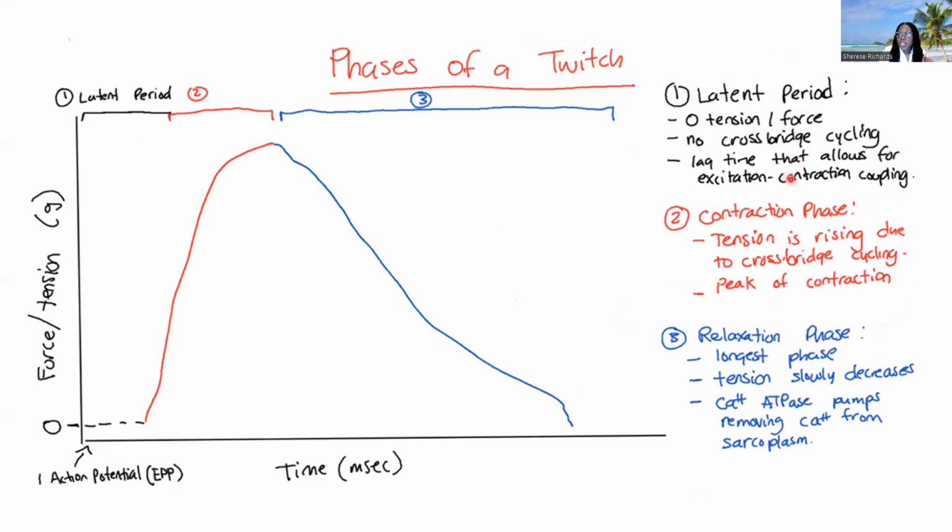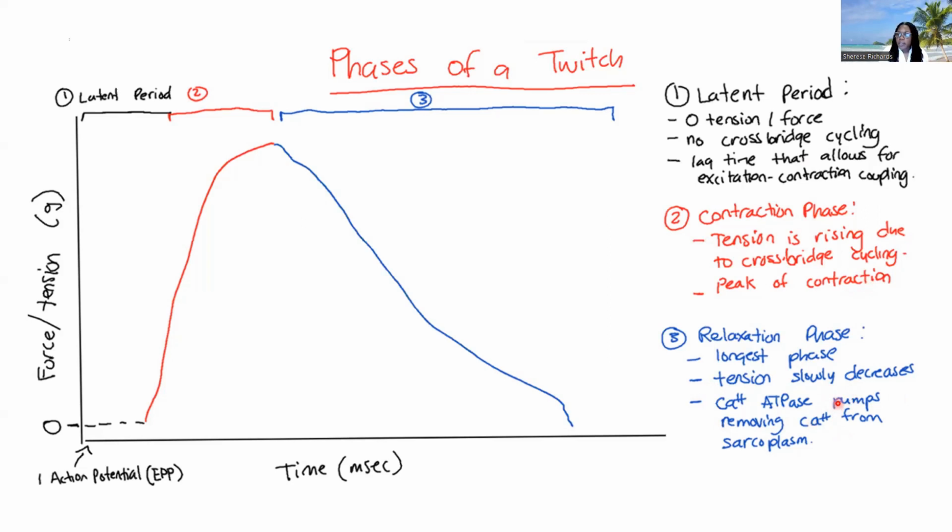So the excitation-contraction coupling is responsible for the latent period. The contraction phase, which is the rise in tension, is being brought about by cross-bridge cycling, okay? And then the relaxation phase, which is being brought about by calcium pumps removing the calcium from the sarcoplasm.